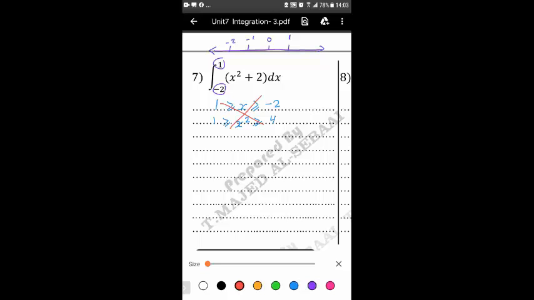Now I need you to square every number. Negative 2 squared is 4. Negative 1 squared is 1, right? 0 squared is 0. 1 squared is 1. Now we have 1, 0, 1, 4. Which number is the biggest? 4. Which number is the lowest? 0.